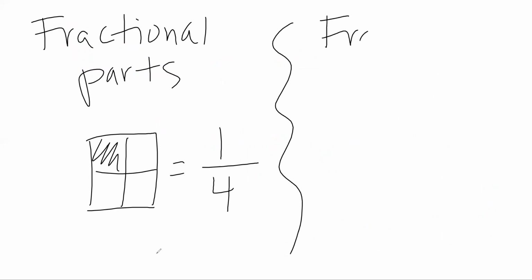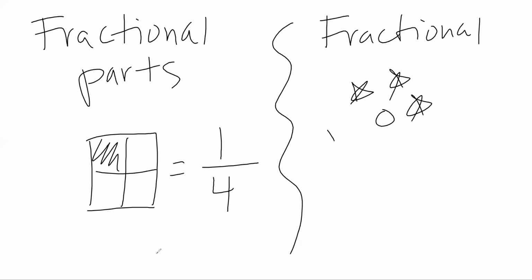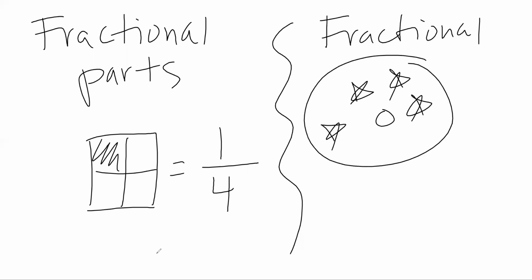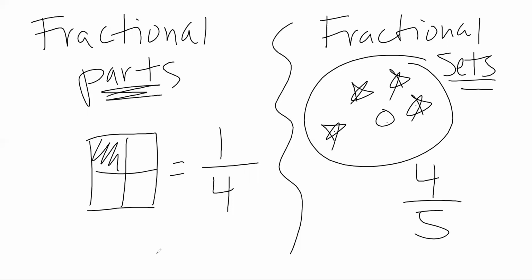A fractional set is a group of things where something might be different. And you ask the question, well, of the set, 1, 2, 3, 4, 5 pieces, so that's the denominator, the 5 pieces, how many are stars? Oh, 4 of them are. So that's 4 out of 5. Oh, sorry, this would be set. Let's put in that keyword. So this is really that difference that we look at: what is the difference between how we model fractions as parts and how we model fractions as sets?